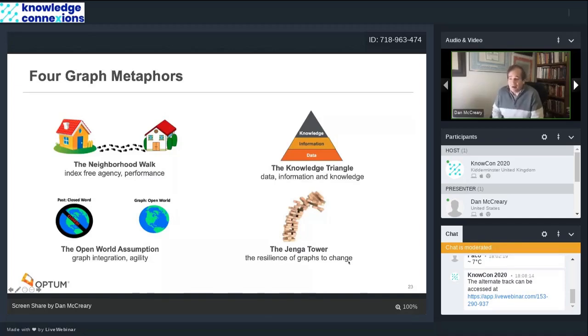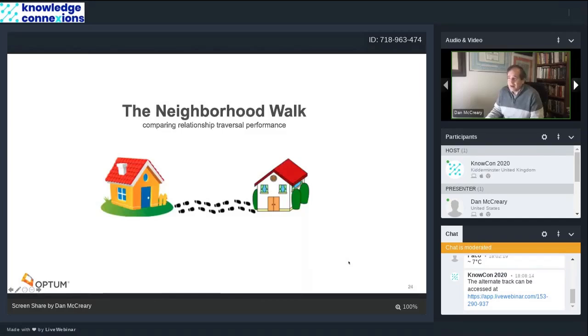The most important one, and the one that comes up the most, is called the neighborhood walk. And what this does is this helps people understand this idea of index-free adjacency. When 2 things in the real world are connected, make sure that there's a quick way to hop between those things. So let's go through the neighborhood walk. Let's say that you live in a house and you want to walk over to your neighbor's house. Well, how would you do that? Well, you'd walk out the front door, you'd point to that neighbor's house, and you'd walk there.